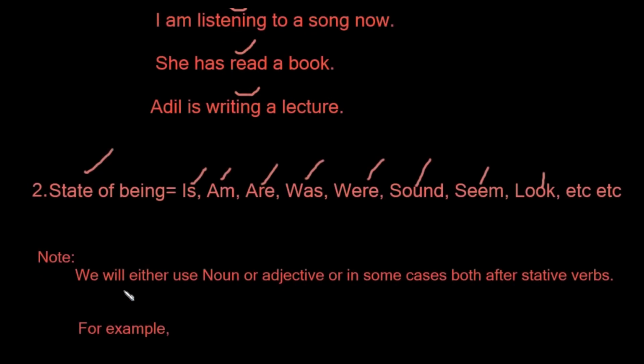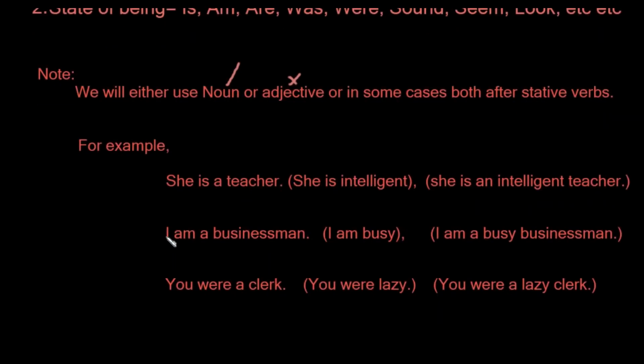Remember, we will either use a noun, an adjective, or both after the stative verbs. For example, I have the first sentence: she is a teacher. So she is the subject, is is the stative verb, and a teacher is a noun. The second sentence I have: she is intelligent. So she is the subject, is is the stative verb, and intelligent is an adjective.